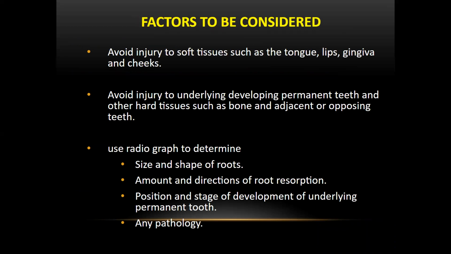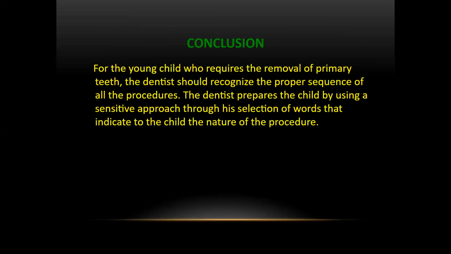What are the factors that should be considered? Avoid injury to soft tissues such as the tongue, lips, gingiva, and cheeks while extracting. Avoid injury to the underlying developing permanent teeth and other hard tissue such as bone and adjacent or opposing teeth. Use the radiograph to determine the size and shape of the roots, amount and direction of root resorption, position and stage of development of the underlying permanent tooth, and any pathology.